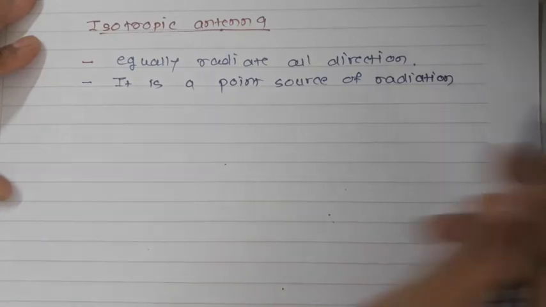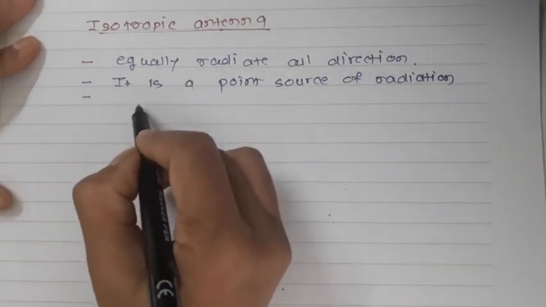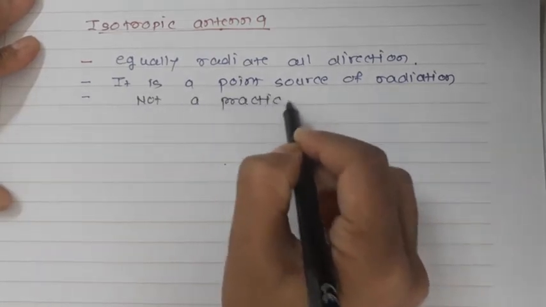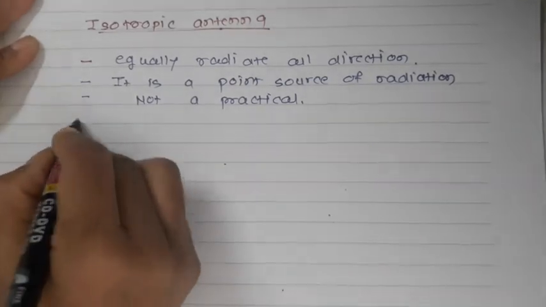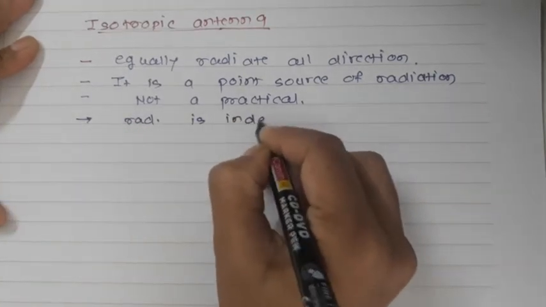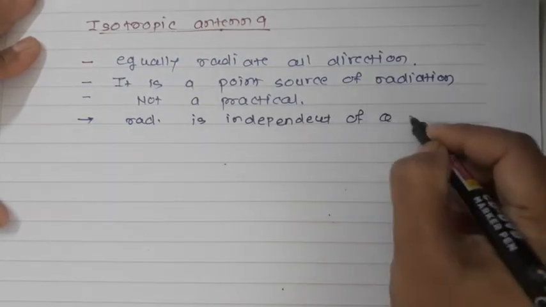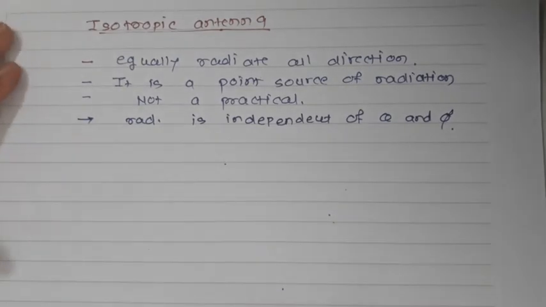So assuming that this is the point source of the radiation. Now it is not possible, it is not a practical antenna. It's a hypothetical antenna. Since it radiates equally in all directions, the radiation is independent of theta and phi. Thus the radiation pattern of this antenna will be spherical.